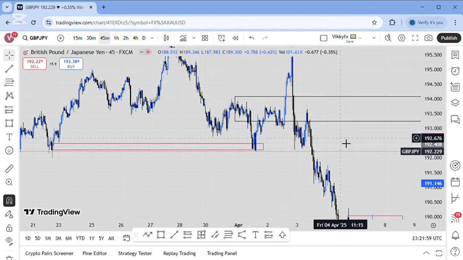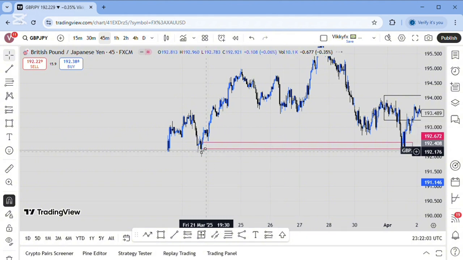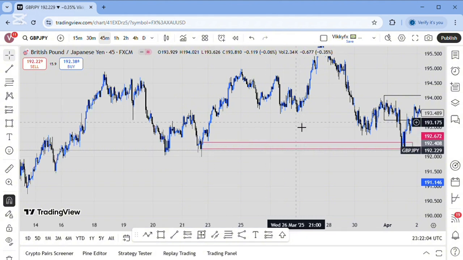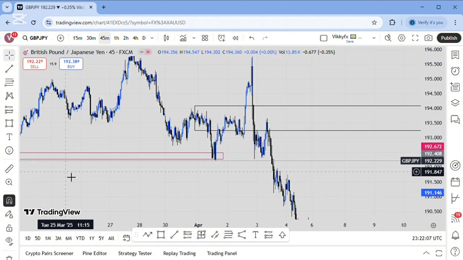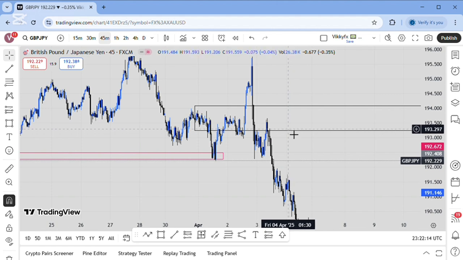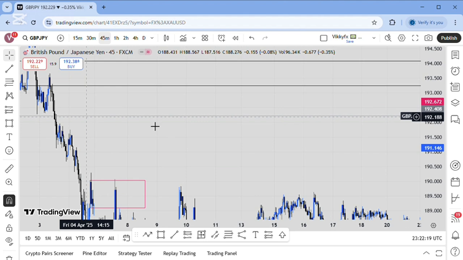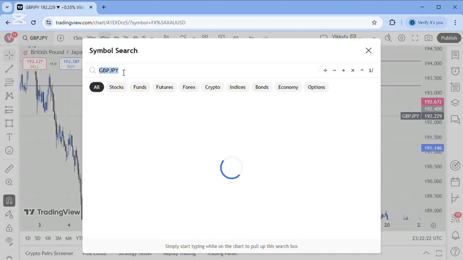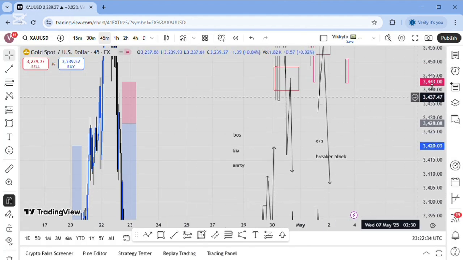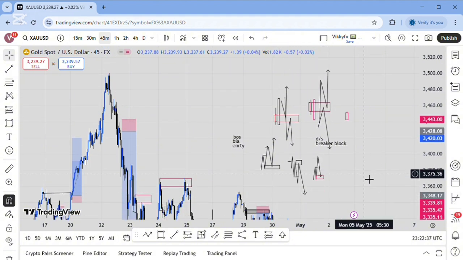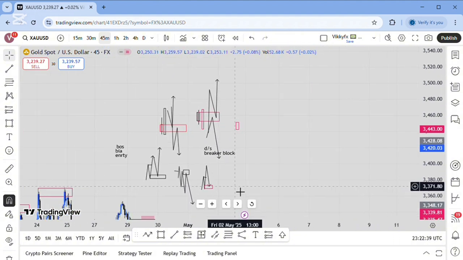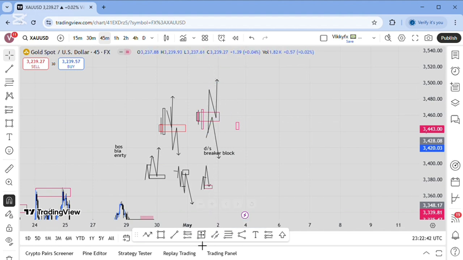So let's come to a breaker block. Remember, a breaker block is a failed demand zone or a failed supply zone, as I showed you guys the other time. Let's go back to gold. So this was my example, as I showed you guys, over here. A failed zone, failed and retest, break and retest.